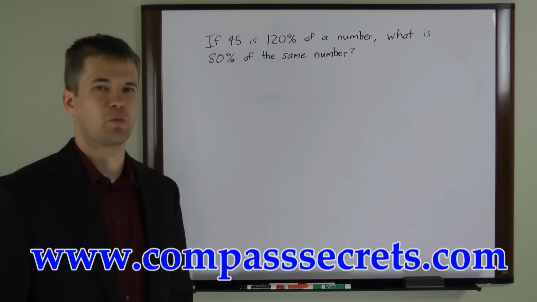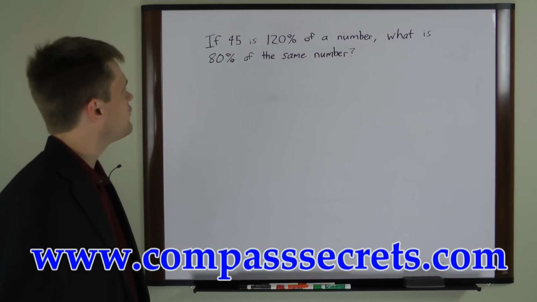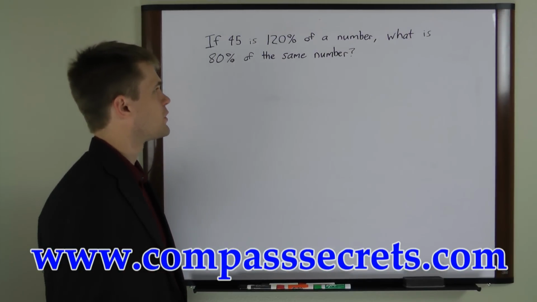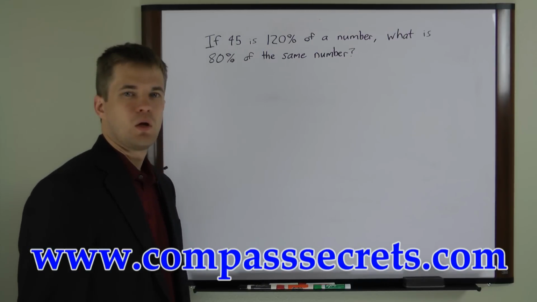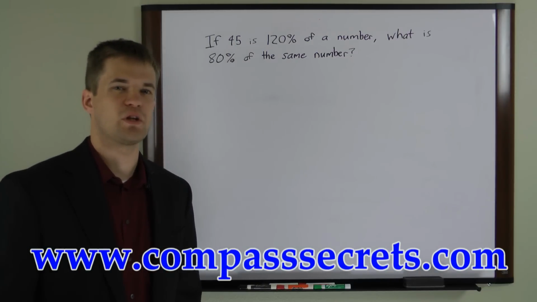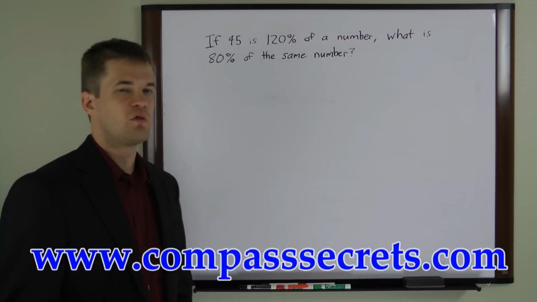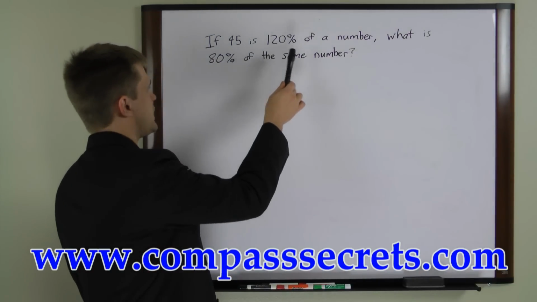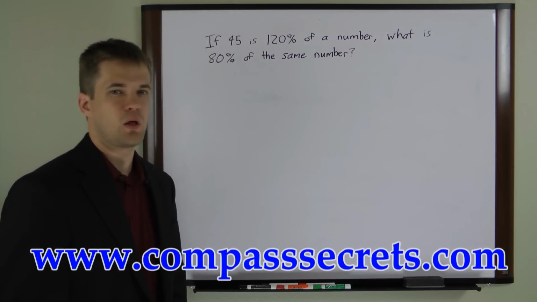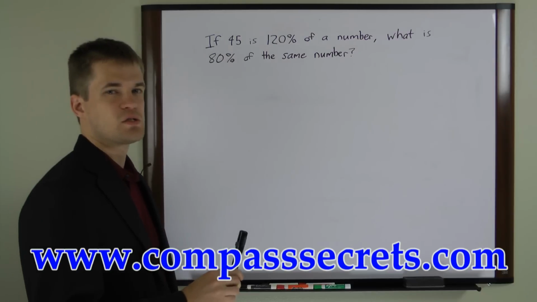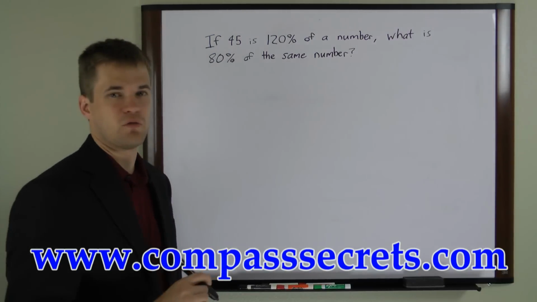Let's take a look at this problem here. If 45 is 120% of a number, what is 80% of the same number? Now what we have here is a two-step percentage multiplication problem. First we have to work backwards with one percent, and then we get to work forwards with the other percent. This problem gives us two equations that we can solve to find the number we're looking for.